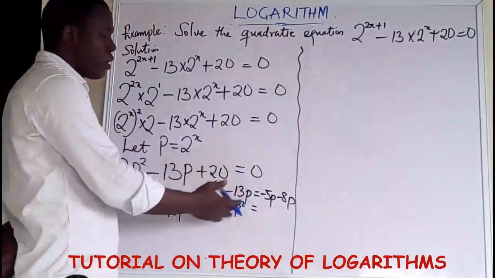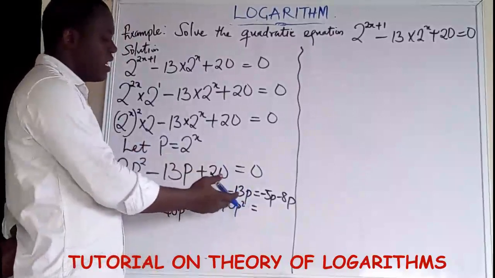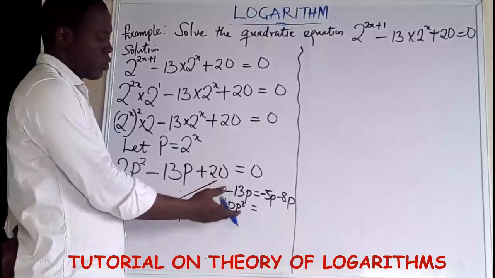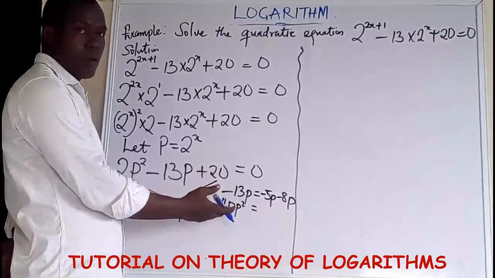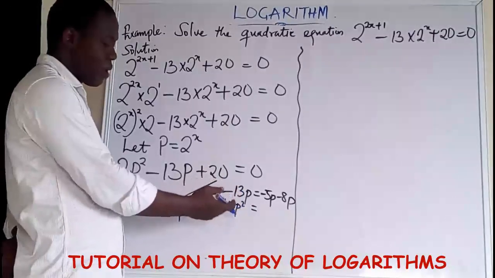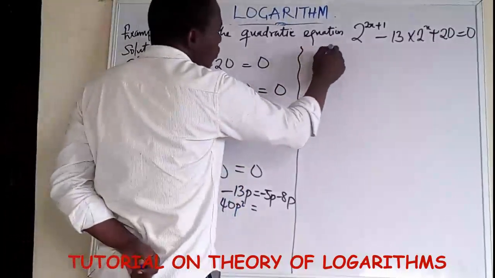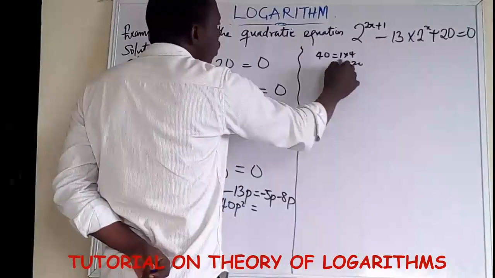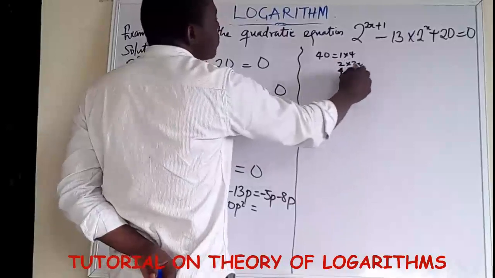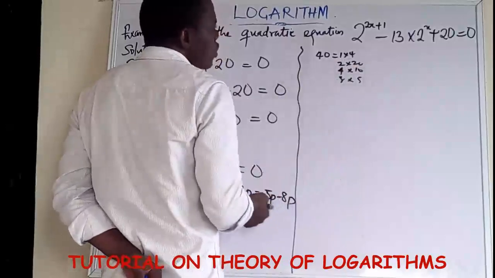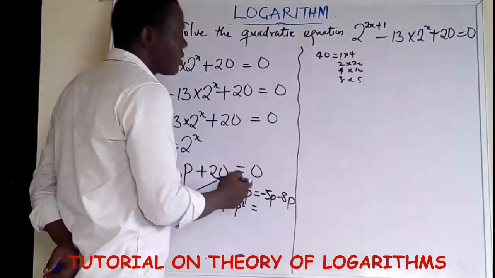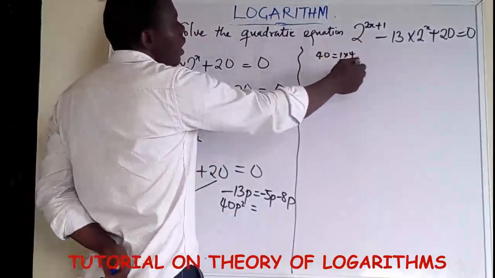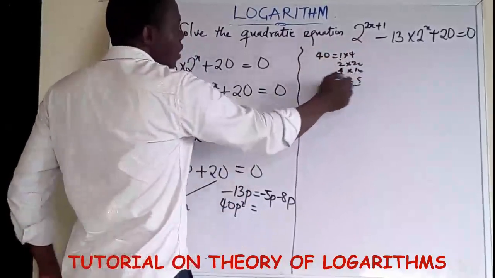Now, the best way to get all these is to list down all the factors of 40, two numbers that you can multiply together to give you 40. The way I used to do it is I say 40 equals 1 times 40, 2 times 20, 4 times 10, 8 times 5. These are the numbers that we have. Now you add them. Which one will give you 13? Adding them gives 41, 22, 14, and 13. So that's why we have to go with this one.